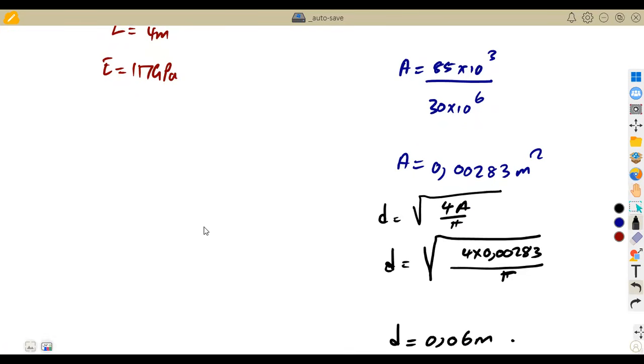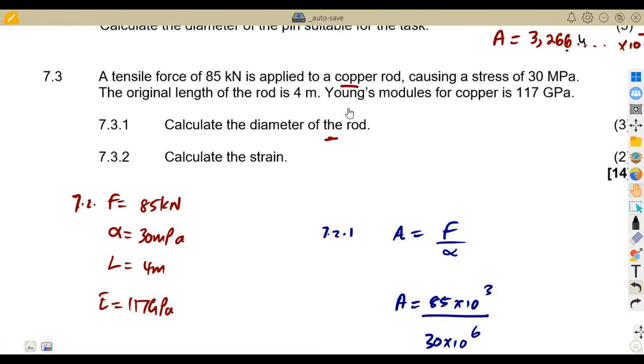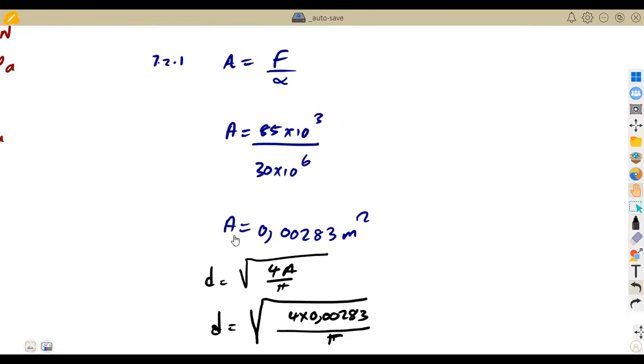If you want to convert to millimeters, it's your choice, it's up to you. All right, so as you can see, this whole question was a repetition. Then calculate the strain. Again, we are given the formula of our strain.